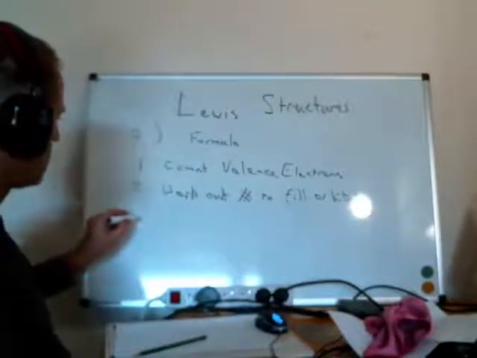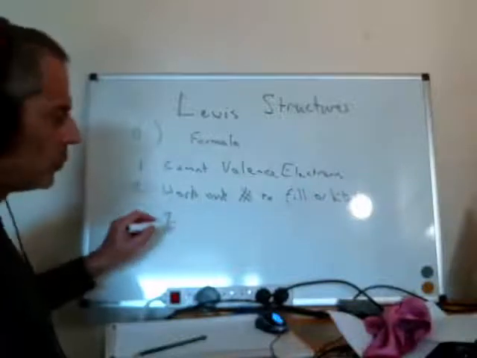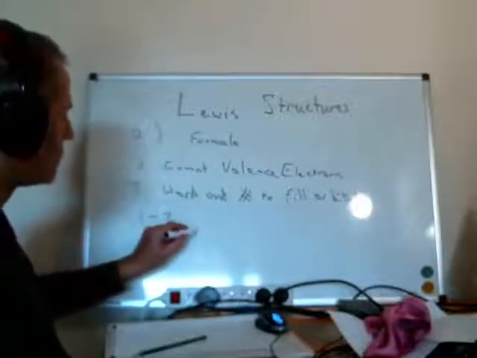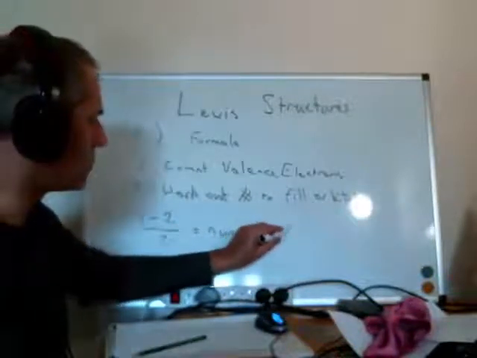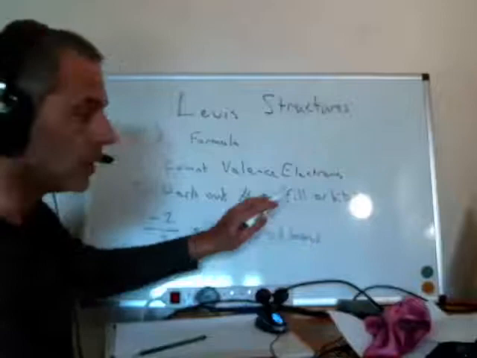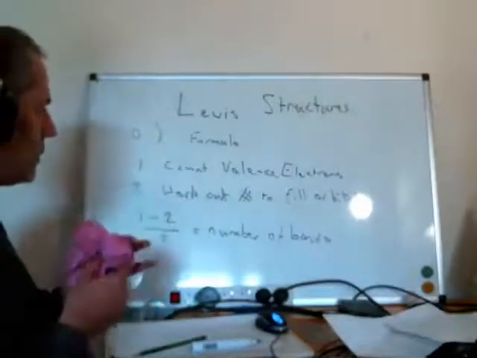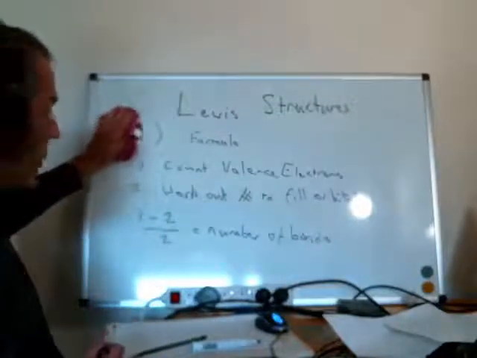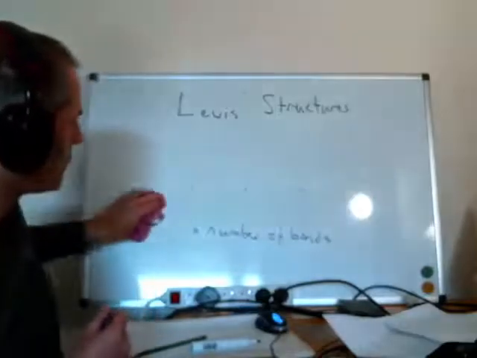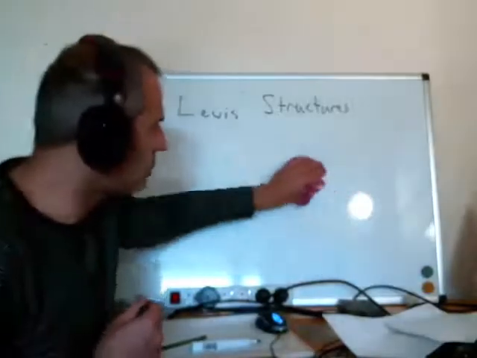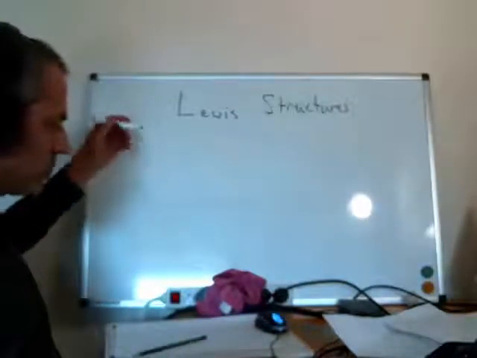And then 1 minus 2 divided by 2, in fact, is the number of bonds needed. And then we're on drawing the molecule. So once we've got that, we know how many bonds that we will have in total. And then we need to start putting the elements on our piece of paper.